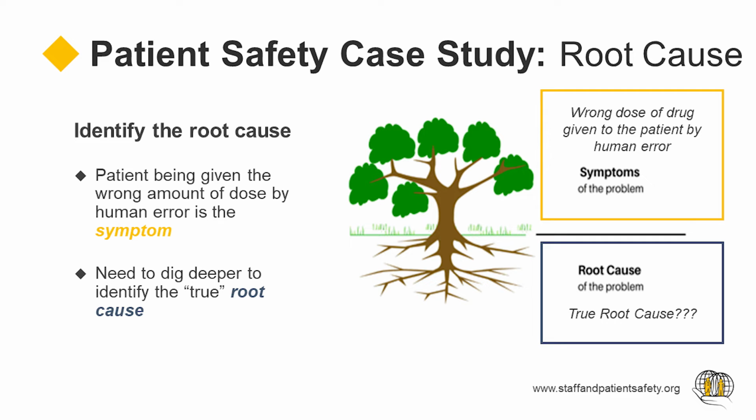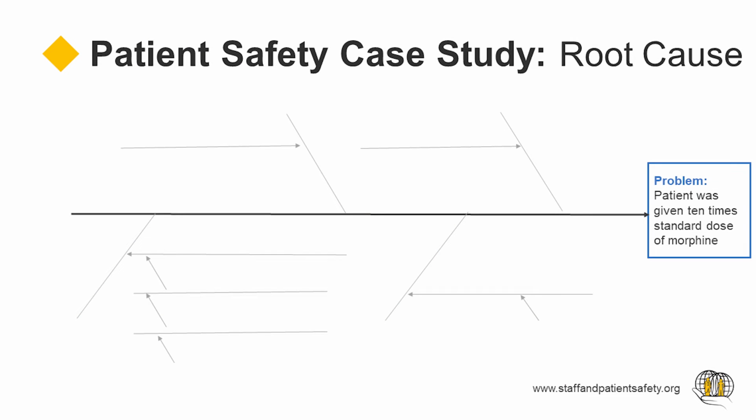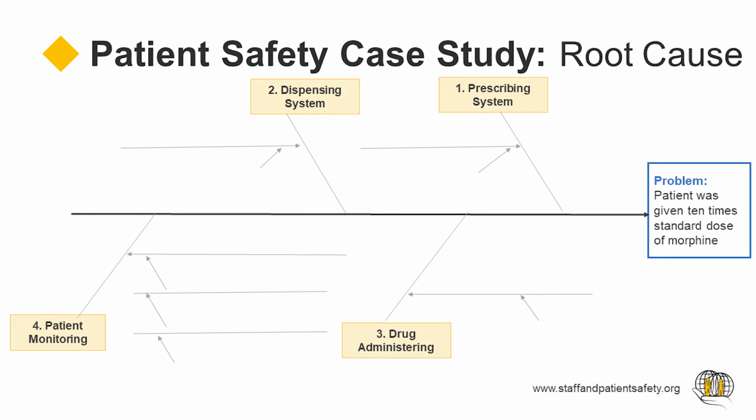We quickly realized there are a number of contributing systems or processes, so we moved on to a fishbone diagram for this case study. As the first step, we defined the problem. Then we used a brainstorming exercise to identify the bones of the fishbone diagram. The different systems or processes involved are the prescribing system, the dispensing system, the drug administering process, and the patient monitoring process. Let's start with the prescribing system.